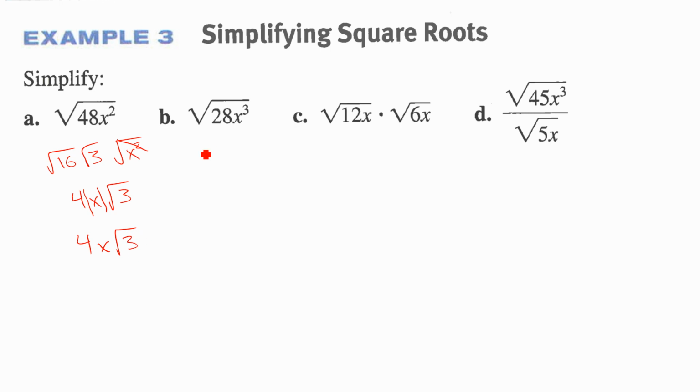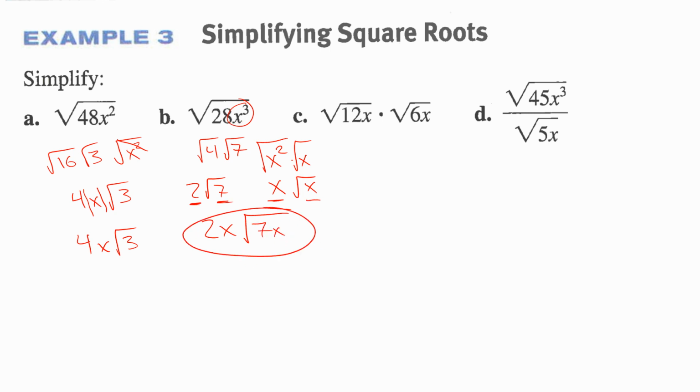All right, so 28 is 4 times 7. And we'll talk about the x cubed here in a second. So 4 and 7, we get 2 rad 7. So x cubed could be written as x squared times x. What happens to the square root of x squared? That just becomes the regular x. And this x is still trapped underneath the radical. So we're going to write down all the things that came outside, 2x times the square root of everything remaining, 7x.